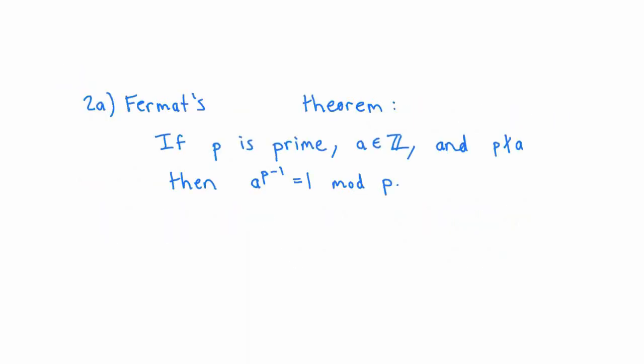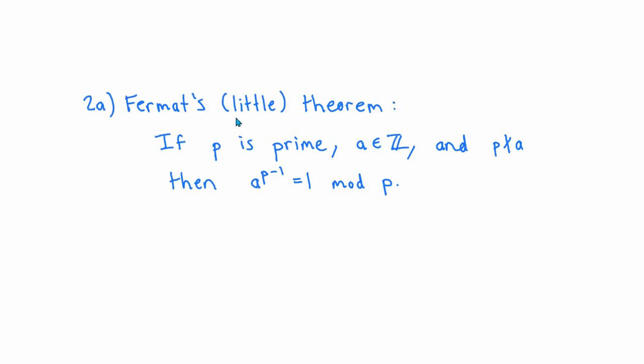The second of the 4 collection of important facts that I want to talk about in this video are Fermat's theorem and Euler's theorem. Now, in this context, Fermat's theorem is often referred to as Fermat's little theorem, not to be confused with Fermat's last theorem, which is another much more difficult result in number theory.